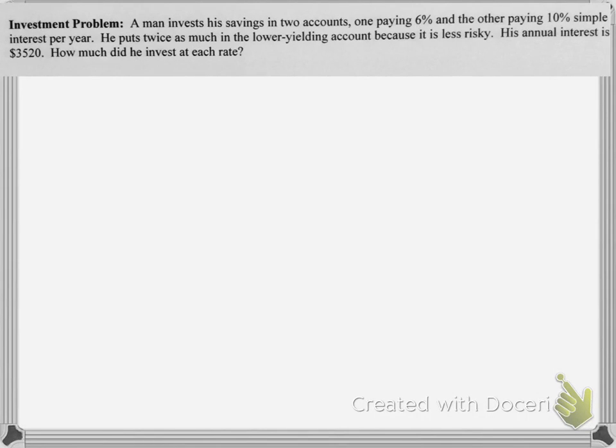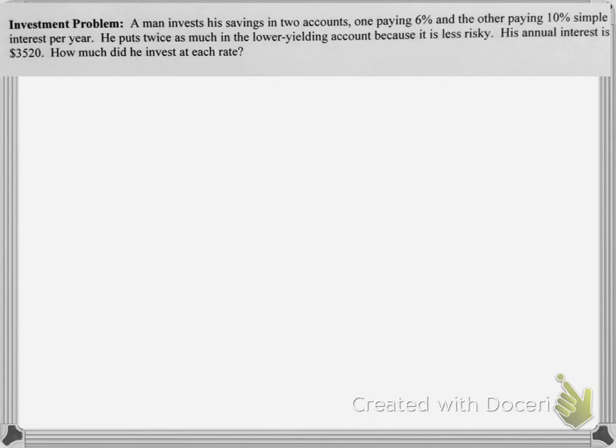A man invests his savings in two accounts, one paying 6% and the other paying 10% simple interest each year. He puts twice as much in the lower yielding account because it is less risky. His annual interest is $3,520. How much did he invest at each rate?